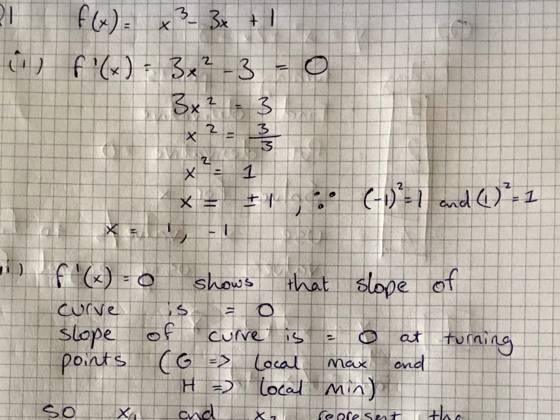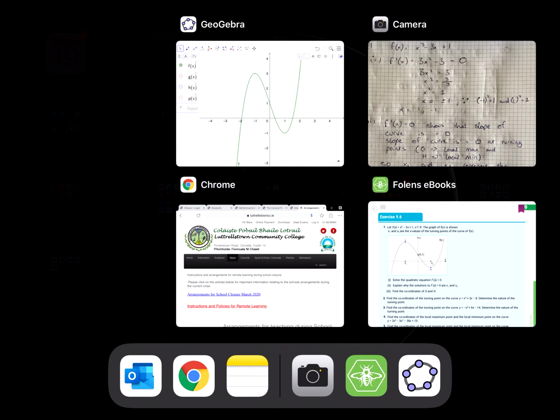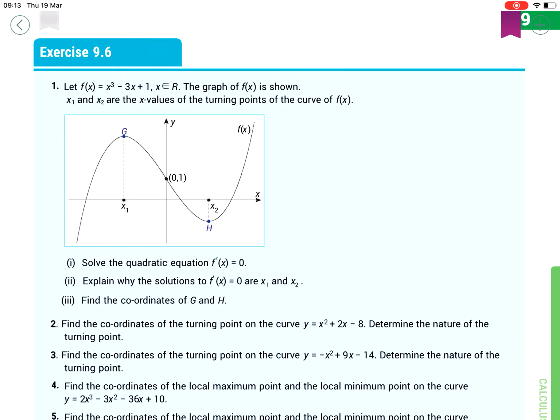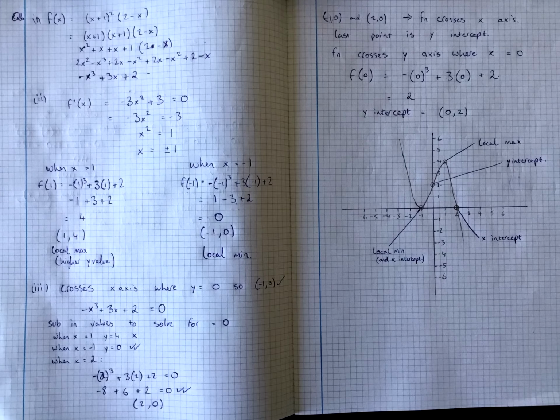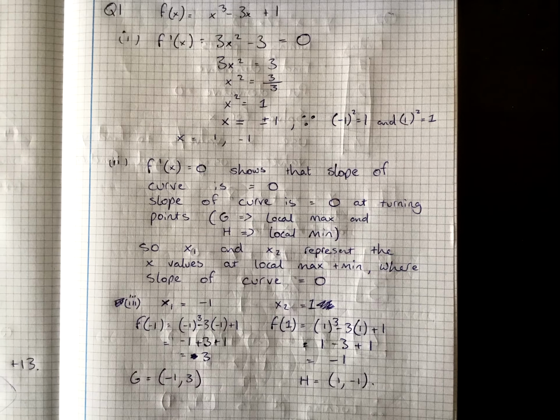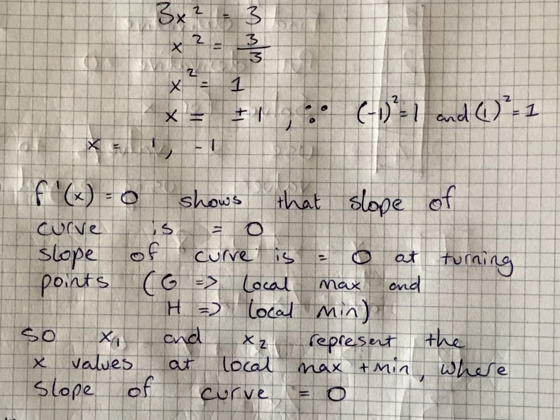Now that makes sense to us as well, because if I go back to the question, I've got two x values. I've got x1 and I've got x2. So I would expect to have two x results. Sorry, I'll just go back to where we were. And I have 1 and minus 1.